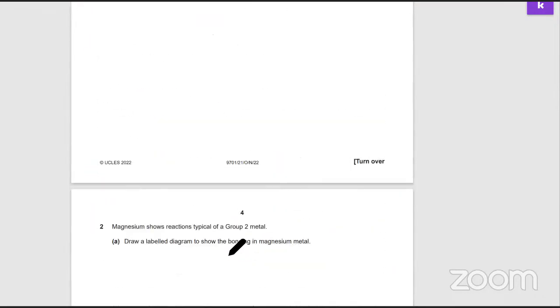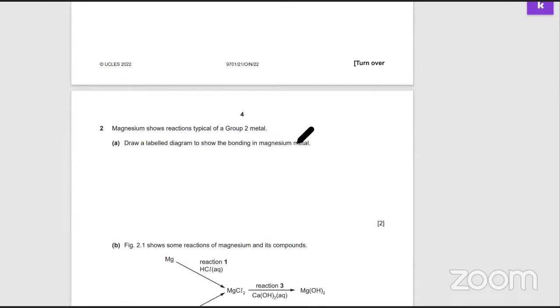That's question number 2. Draw a labelled diagram of magnesium metal. That's again metallic bonding. So that's a bunch of positive ions in a sea of mobile electrons, right? That's it.